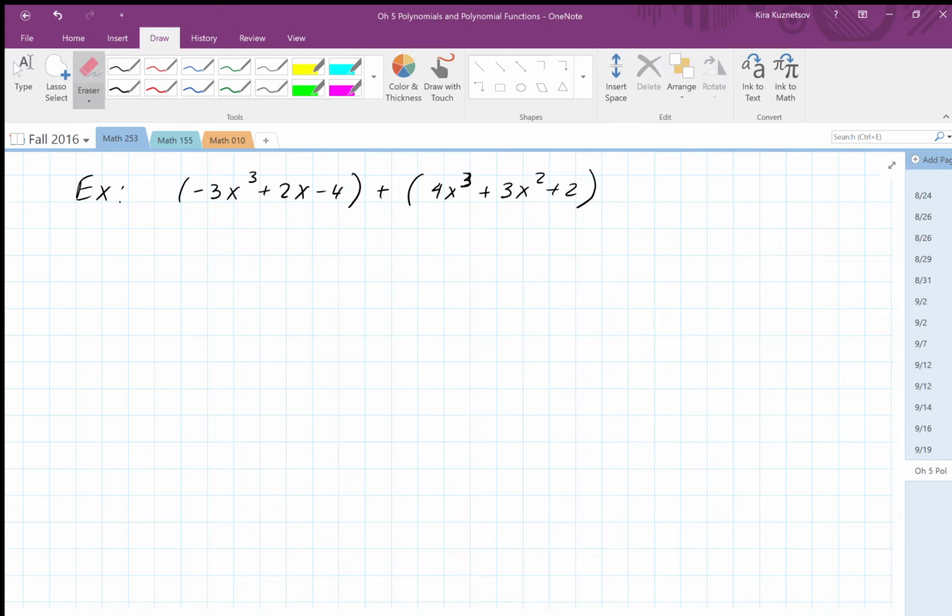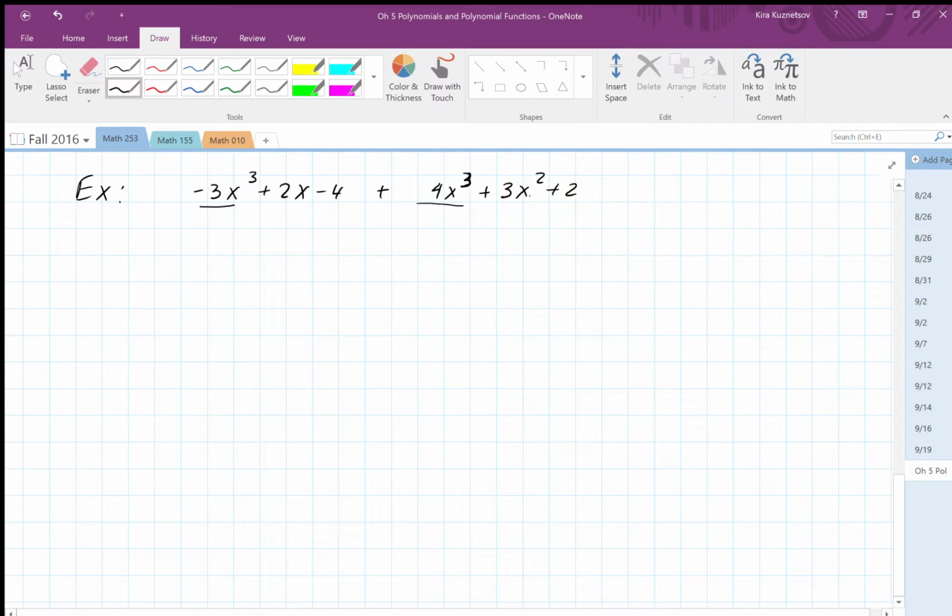I'm going to drop those parentheses because really the only thing that they do is outline that I have polynomial number 1 and polynomial number 2. If I'm connecting this with a plus sign, the parentheses don't do anything. So I'll just drop those. What I have is a positive x to the power of 3 and a negative x to the power of 3. So I'm going to put those two together.